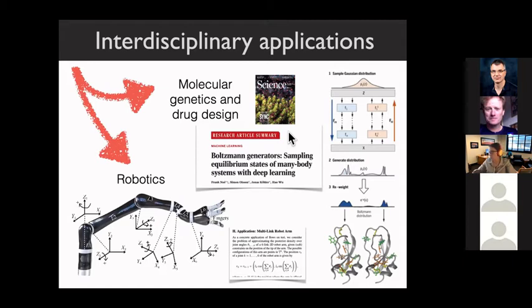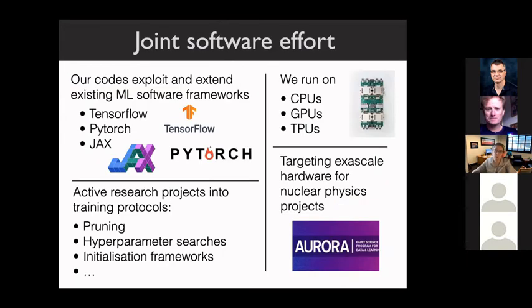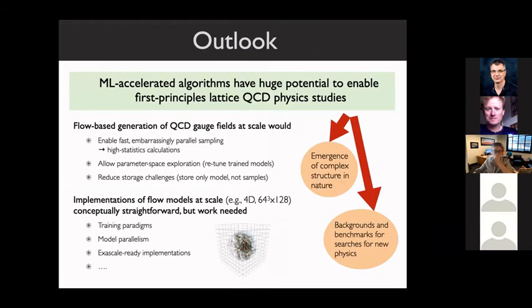And of course, lattice field theory is a very computationally advanced subfield. And so to really make it work at scale requires significant joint software efforts. So this is also something my group's exploring, to exploit and extend existing machine learning software frameworks to run on CPUs, GPUs, TPUs, that's tensor processing units, to get ready for exascale physics projects using machine learning for lattice field theory.